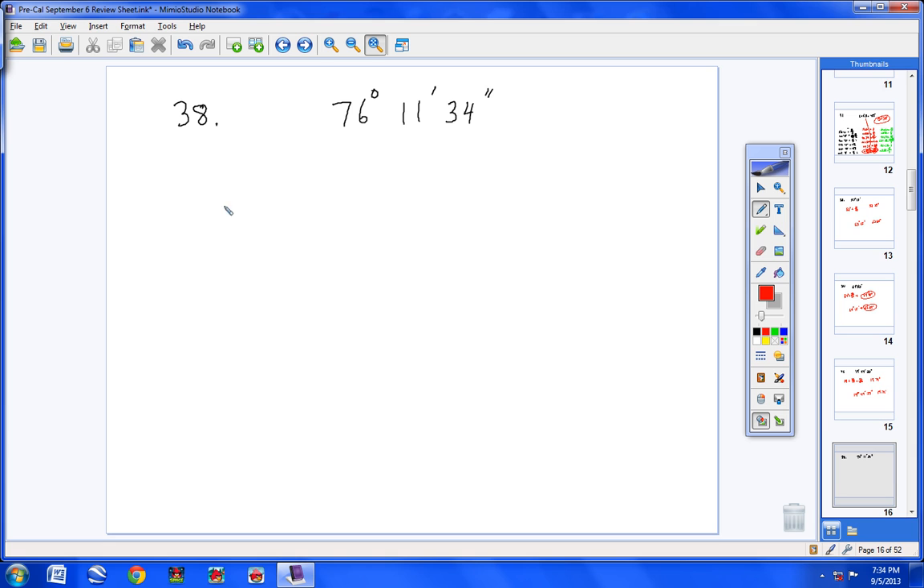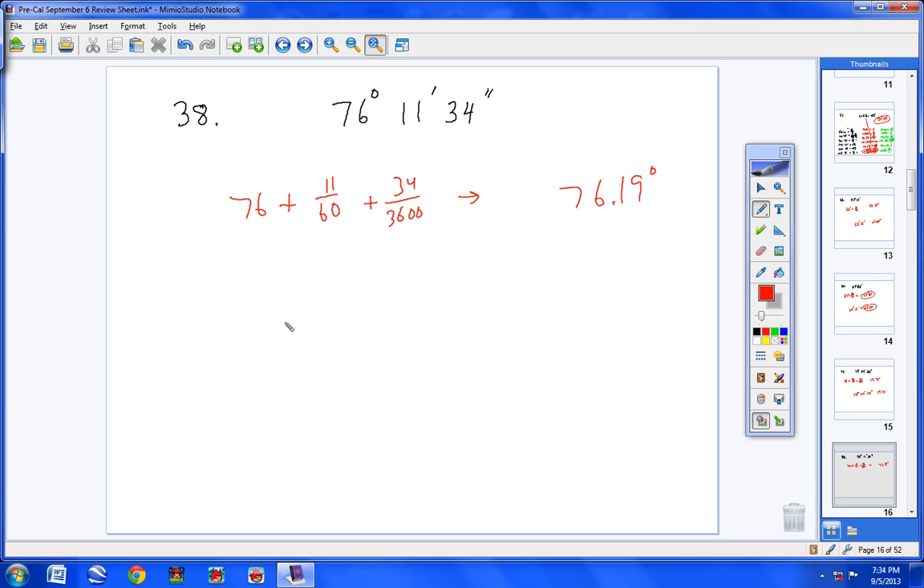And all these are going to be done the exact same way, students. It'll be 76 plus 11 over 60 plus 34 over 3600. Type all that into your calculator and hit enter, and you should get 76.19, or the other way, degrees.